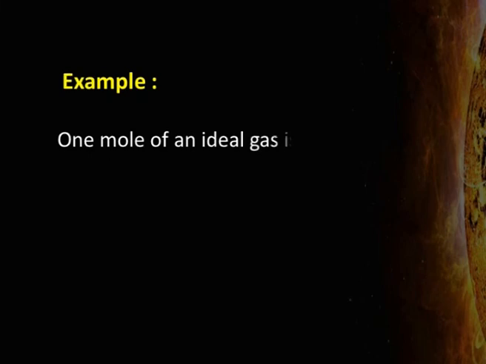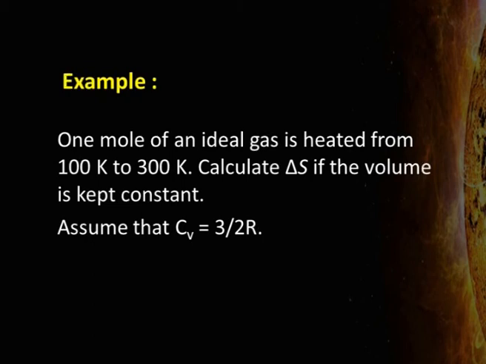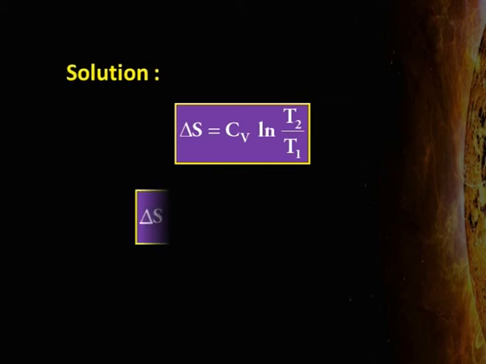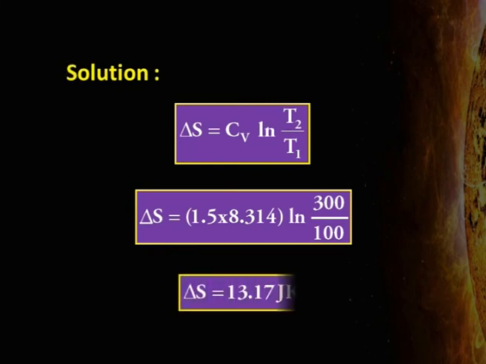Here is an example to calculate the entropy change of ideal gas in isochoric process. 1 mole of an ideal gas is heated from 100 Kelvin to 300 Kelvin. Calculate delta S if the volume is kept constant and assume that Cv is equal to 3/2 R. When volume is kept constant, delta S is equal to Cv ln T2 divided by T1. Hence, putting all the values, we will get 1.5 multiplied by 8.314 ln of 300 divided by 100, which is equal to 13.17 joules per Kelvin.